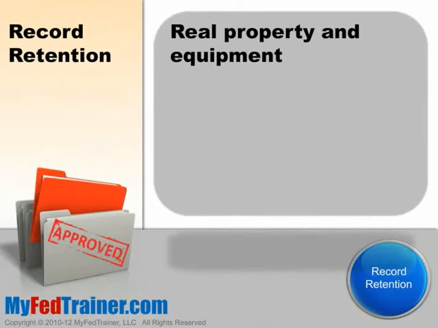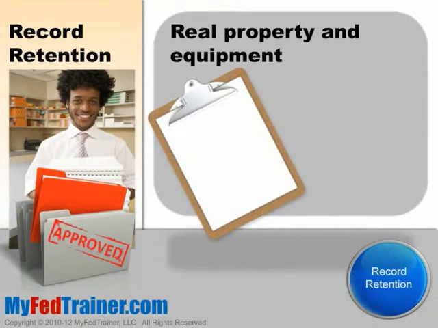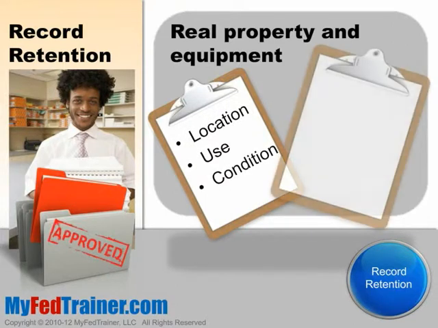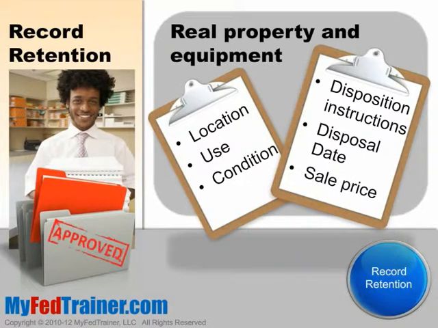The grantee may also have continuing documentation requirements for real property and equipment, such as tracking the following items: the current location of the property, the current use and condition, and if the property is not in use, the disposition instructions, the date of disposal, and the sales price received from the disposal, if applicable.